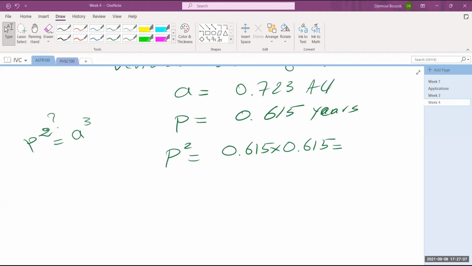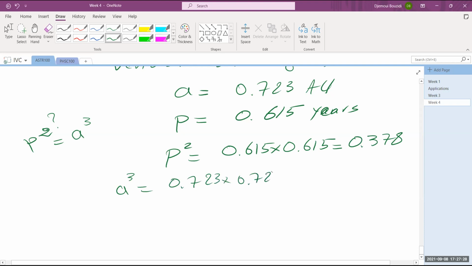If I plug in the number in my calculator, oops, am I sharing the calculator still or the notes? The notes. Okay, very good. So according to this calculator, this number is 0.378, okay? So that is this number. I need to check A cubed. Now, A cubed is 0.723 times 0.723 times 0.723. And the question is, is it the same number? If it is, then it checks, okay?